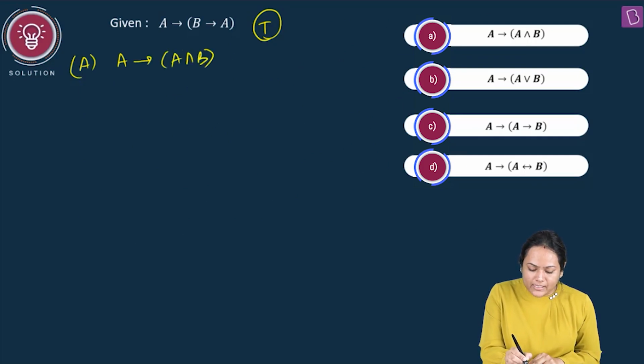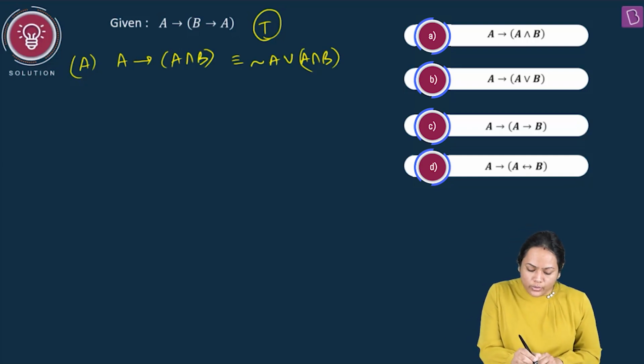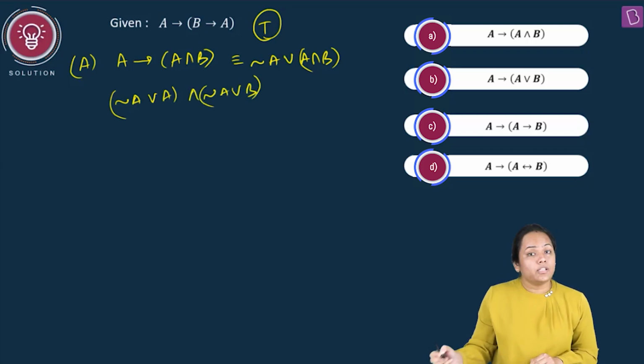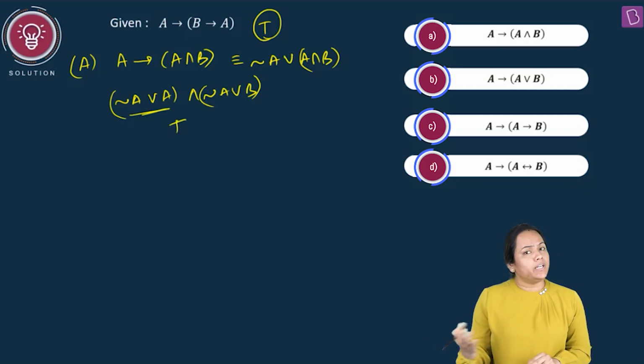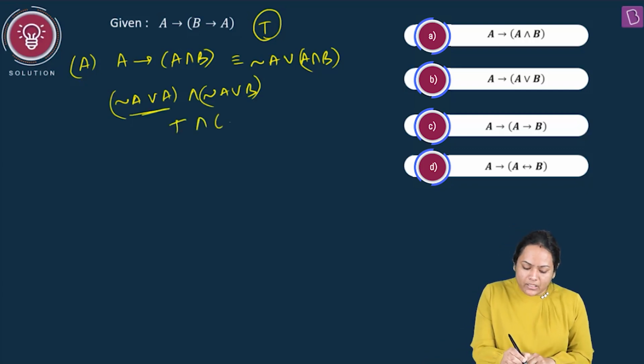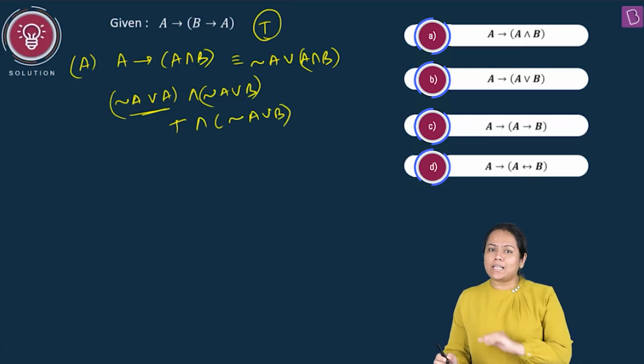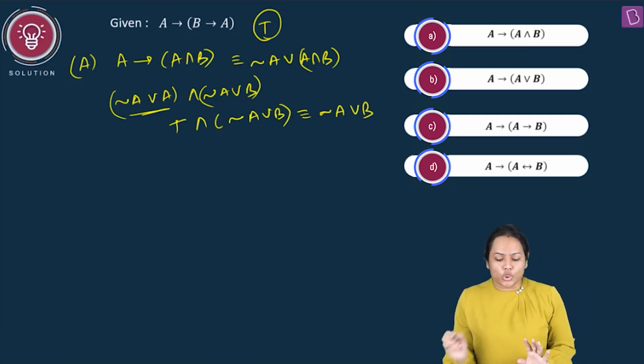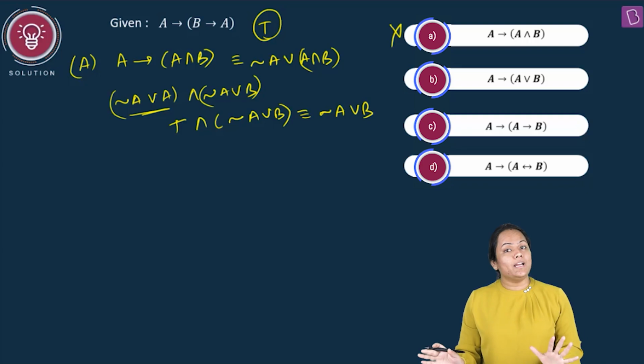My option A is given as A implies A and B. This can be written as negation A or (A and B), right? Now when I distribute this, it becomes (negation A or A) and (negation A or B). Clear? Negation A or A is definitely a tautology, and then I have another statement, negation A or B. If I take T and some statement, it gives that statement again, that is negation A or B. But I needed a tautology. That means my option A cannot be correct.